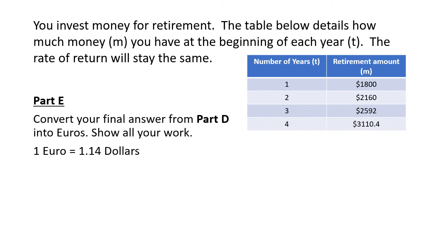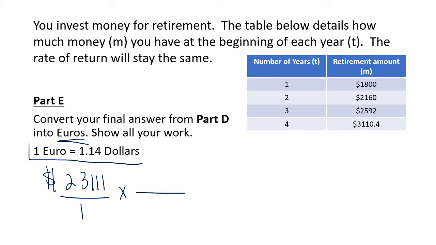Then in part E, I want to convert that into euros. So I'm going to take that answer, which was in dollars. If I put that over 1, I can now multiply by my conversion rate. Since I have dollars in the numerator, I'm going to put dollars in the denominator because I want them to cancel. So those are going to go away. I'm going to have €1 in the numerator. So when you are multiplying fractions, you multiply straight across.